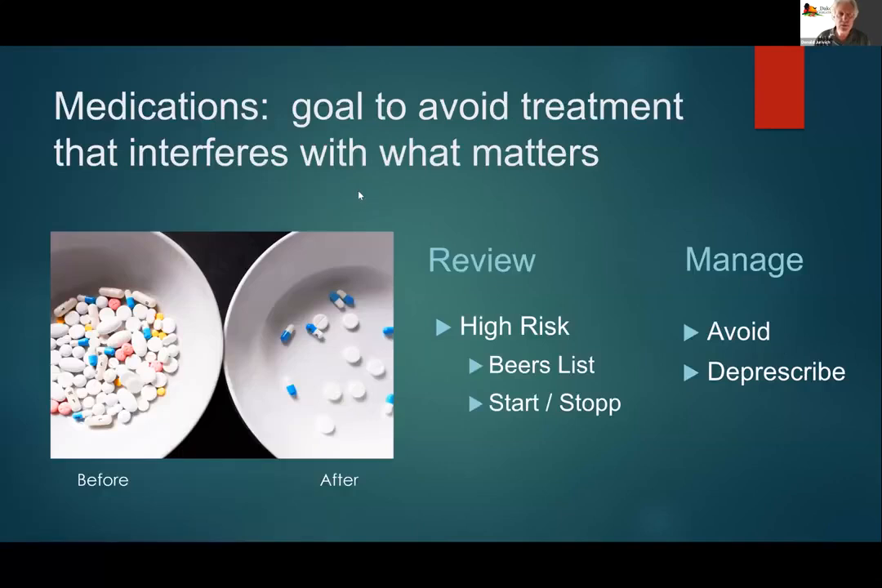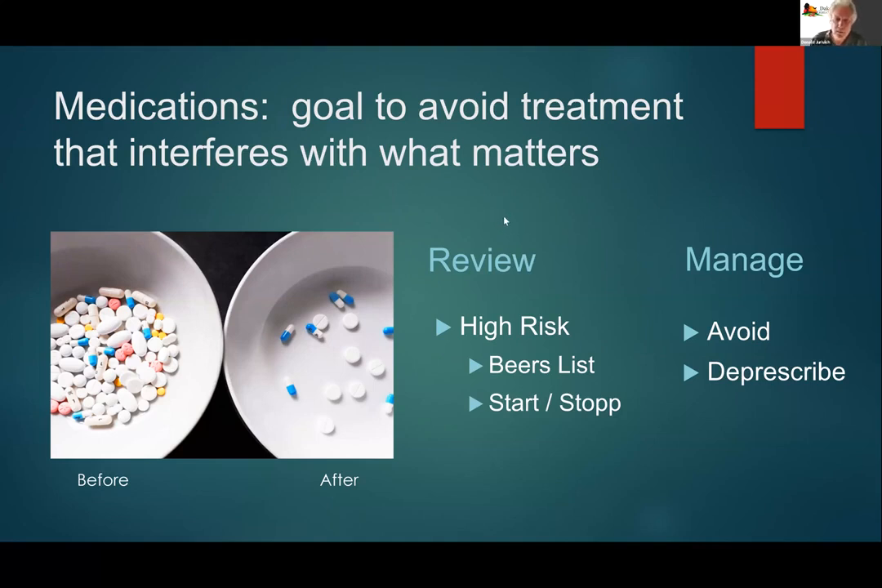Which leads me to medications. And so the goal here is to avoid treatment that interferes with what matters. So if you're giving somebody a medication that causes a lot of loose bowels or myalgias and muscle aches, you may not be working towards their goals. These are not acceptable trade-offs, I should say.